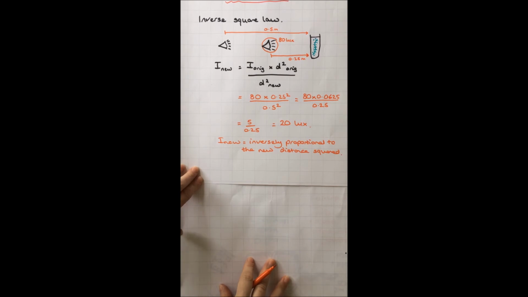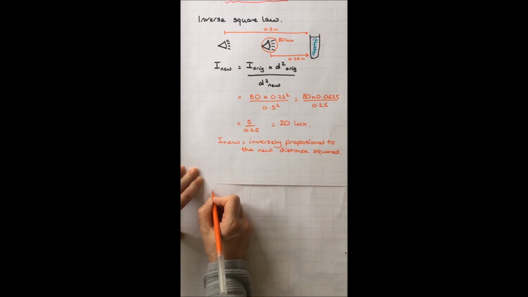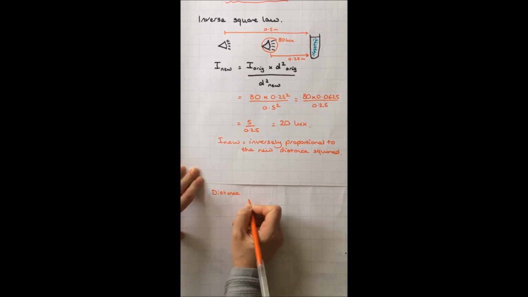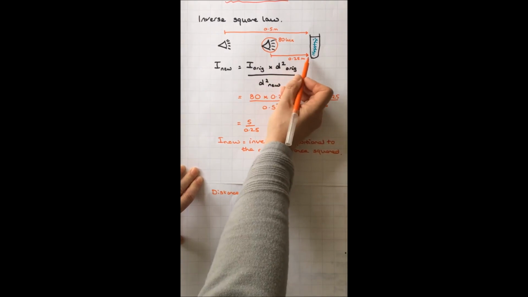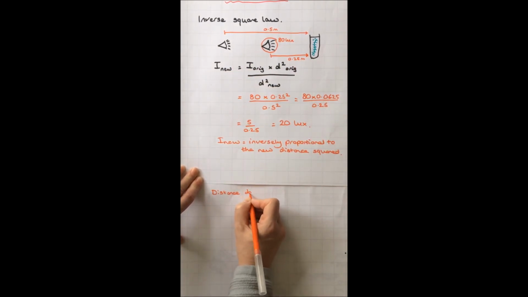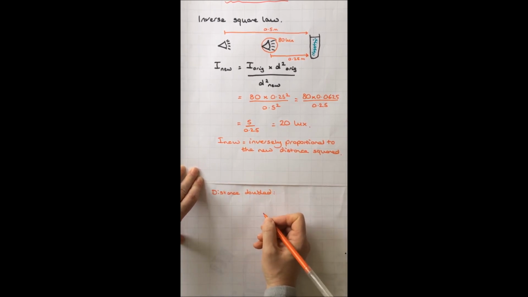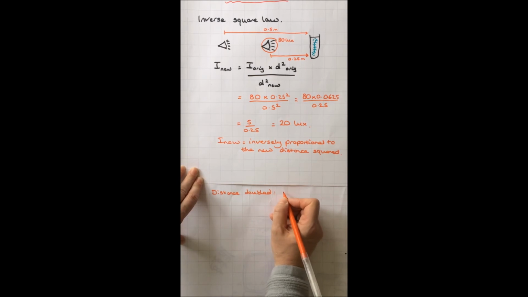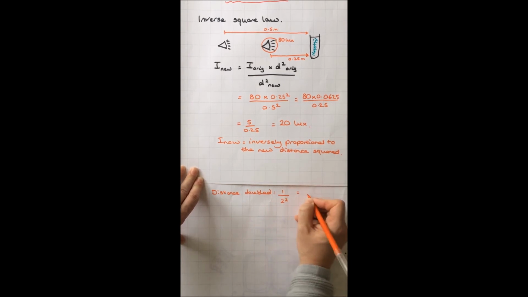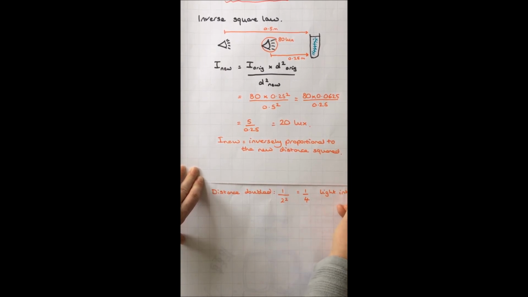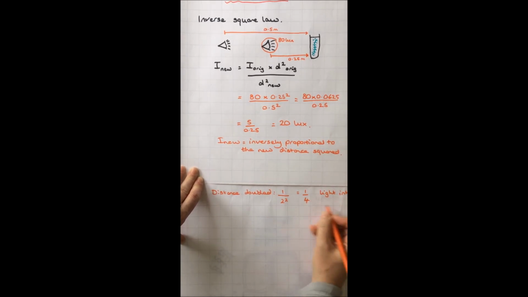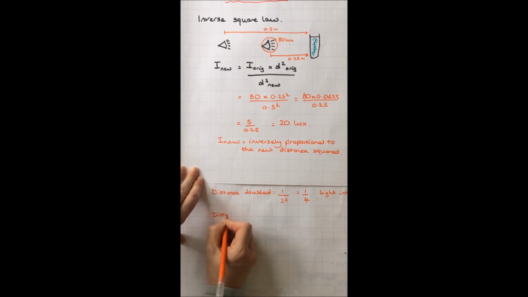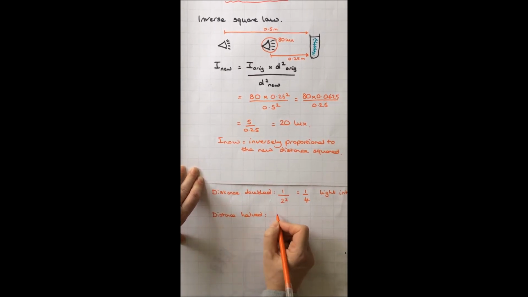Okay, so let's have a look at what this means in practice. If I have my lamp and I double the distance from the plant, like I did with this one here, my light intensity changes inversely proportional to the new distance squared. So inversely proportional means 1 divided by the new distance squared, so I've doubled it, so it would be 2 squared, which gives me a quarter. So that means that my light intensity is now a quarter of the original value.